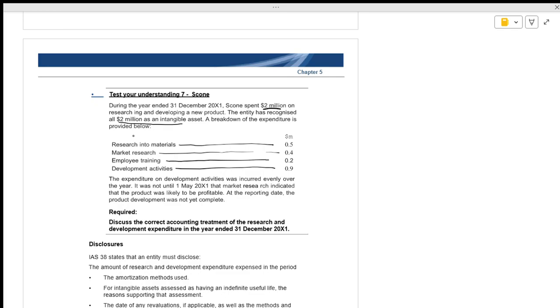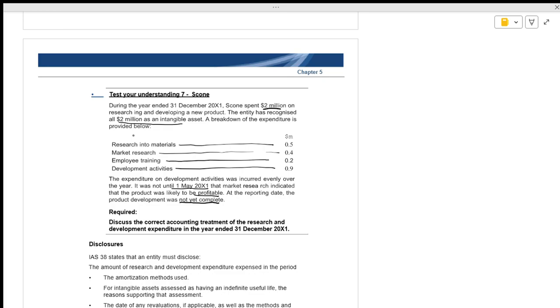The research, they say, the entity has recognized as an intangible asset. The expenditure on development activities was incurred evenly over the year. It was not until May 1st that market research indicated that the product is likely to be profitable. At the reporting date, the product development was not yet complete.